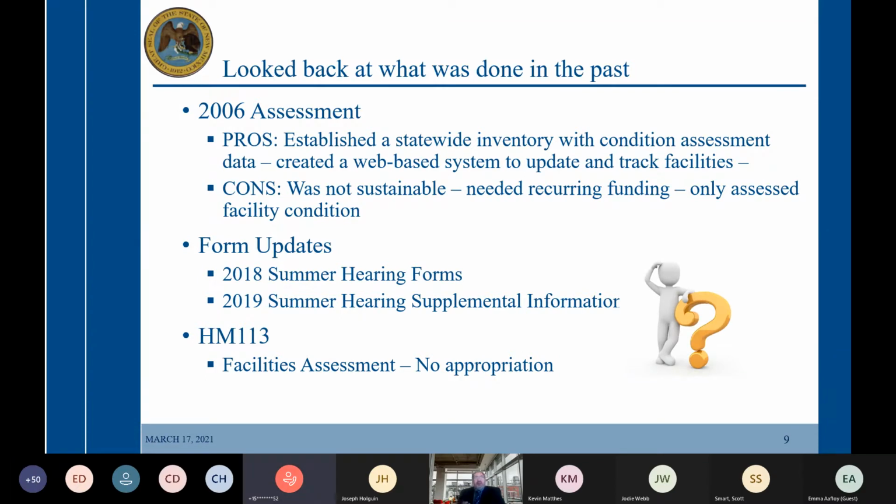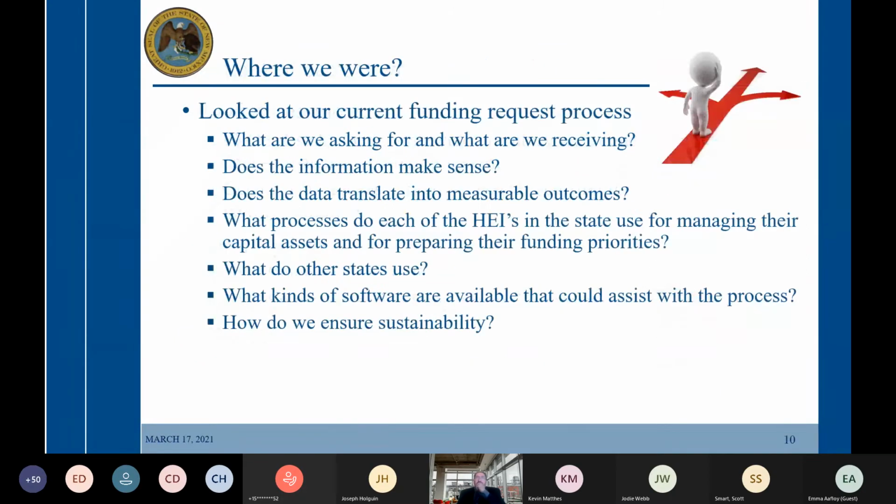So, as you know, in House Memorial 113, the legislature also asked us for a facilities assessment. So I think you can kind of see where I'm going with this, is that a facility needs assessment and prioritization process is something that the legislature and LFC have been talking about for quite a while. And so what we wanted to do is go through and see, after we look back at the past, what our current process looked like.